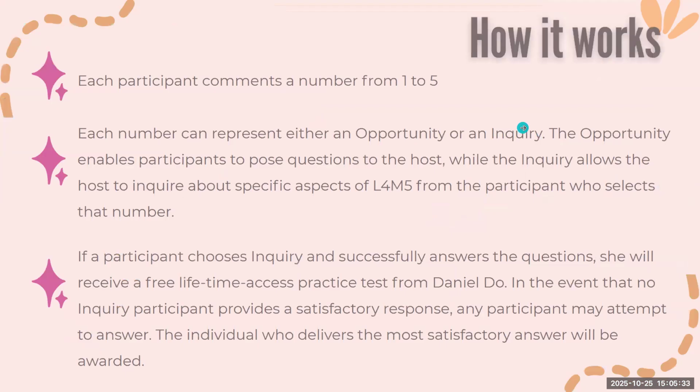First, I give you a set of numbers to choose from. I prepared numbers from 1 to 5, and each number represents either an opportunity or an inquiry. If you select an opportunity number, then you can write a question for me and the other participants. And if you select an inquiry number, then I write a question for you.